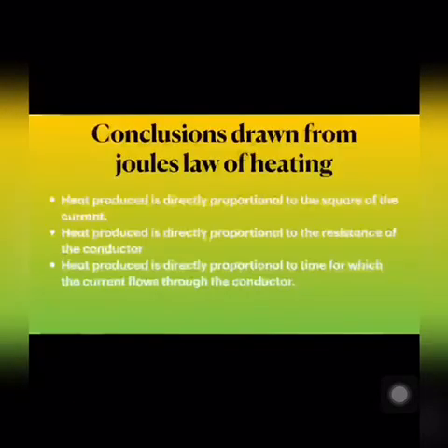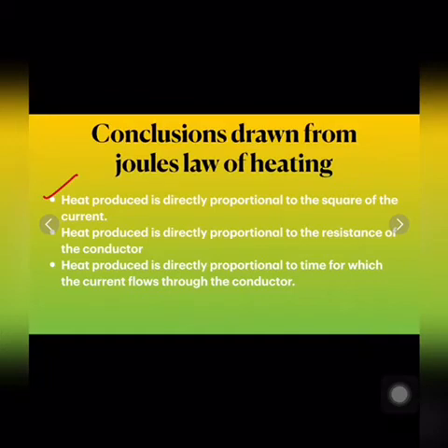Now let us see what conclusions can be drawn from this relationship H is equal to I square RT. First, heat produced is directly proportional to the square of the current, which means if the current is doubled, the heat produced will become four times, because the current is squared. And if the current is halved, the heat produced will become one fourth.